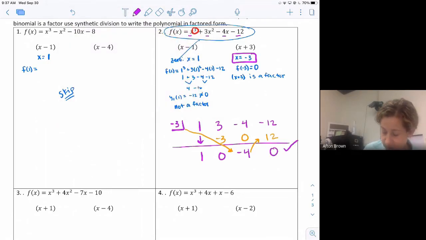I'm always thrilled when I get this 0 at the end, because that means I did it right. If I expected it to be a 0.